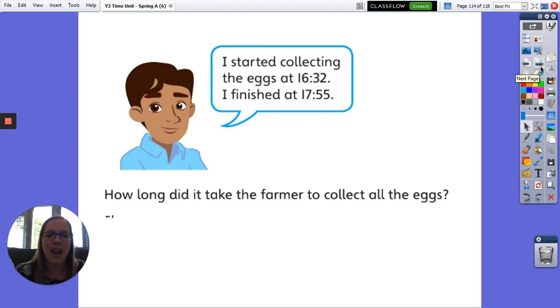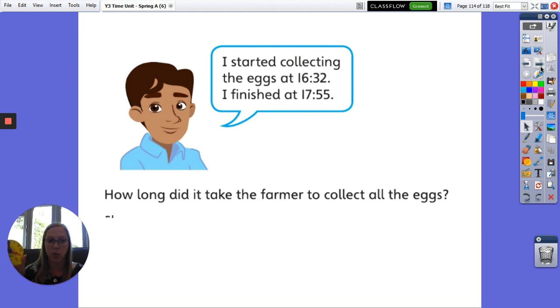I started collecting eggs at 16:32 and I finished at 17:55. How long did it take the farmer to collect all of his eggs? What was the duration of his egg collecting? So that time's written in 24-hour clock, isn't it? So for you to be able to calculate this, I've got my clock here. I'm going to set it to 16:32, which you all know is, that's right, it's 4:32.